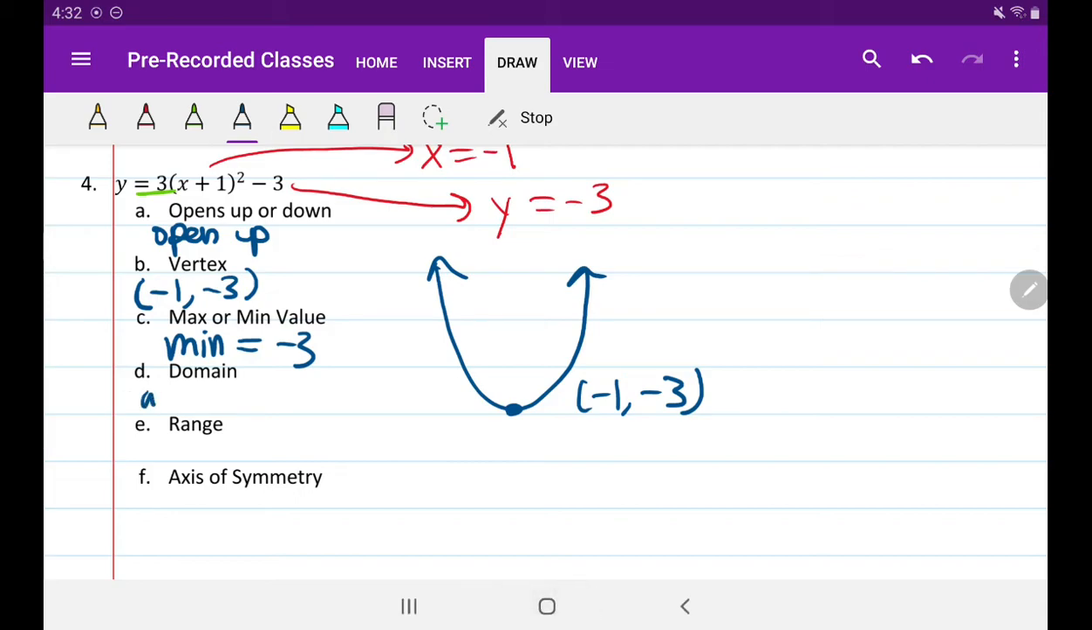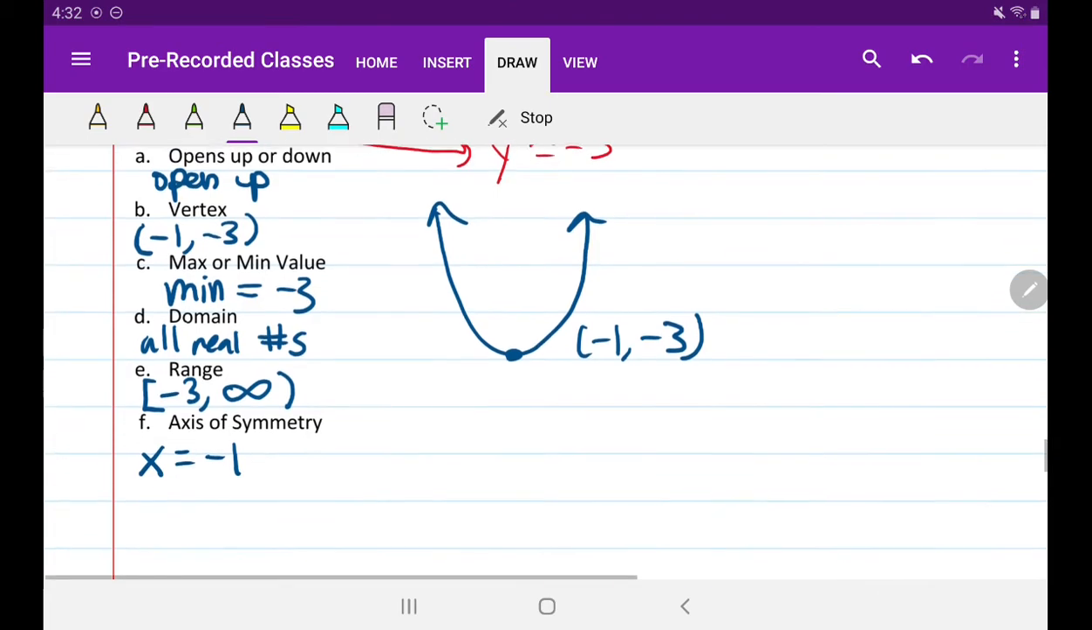Our domain is all real numbers. And then our range, well, if we have a min of -3, that means my range is going to start at -3 and go up to positive infinity. And then the axis of symmetry is the same as the x-coordinate of my vertex, which is just -1. So that's it for number 4.